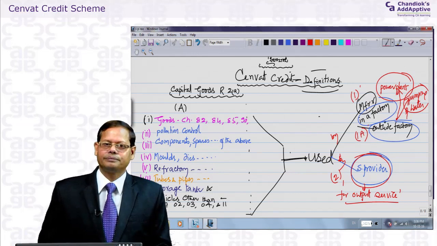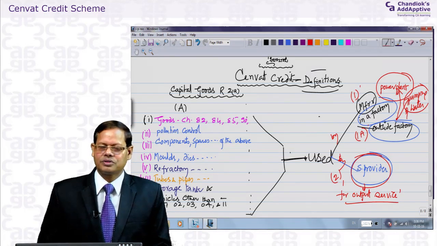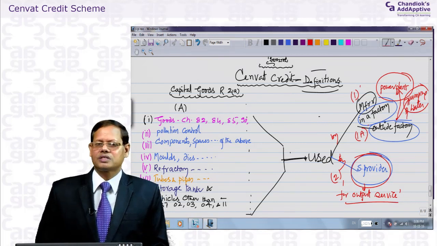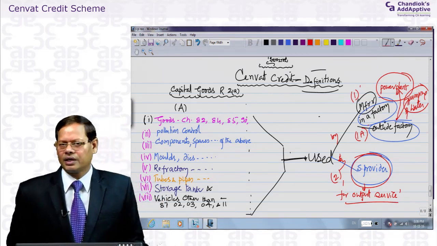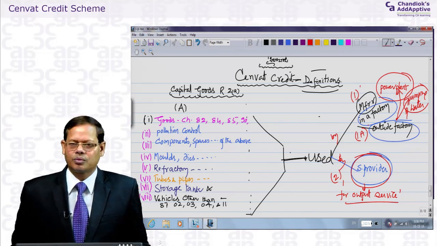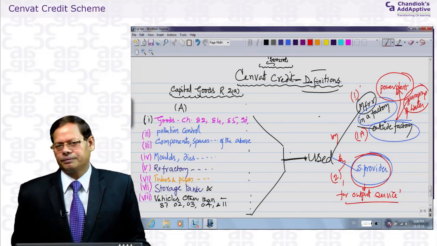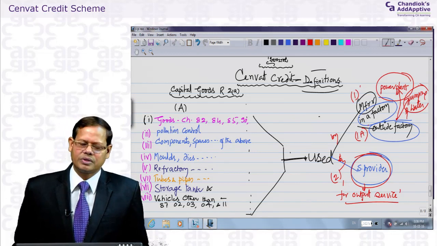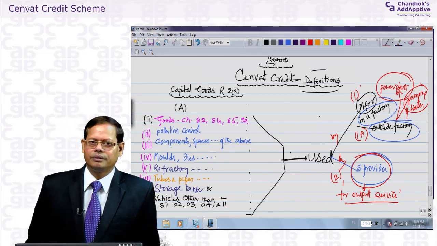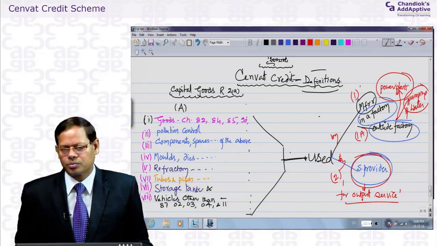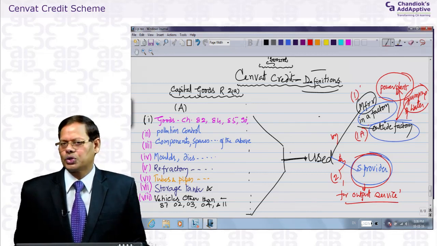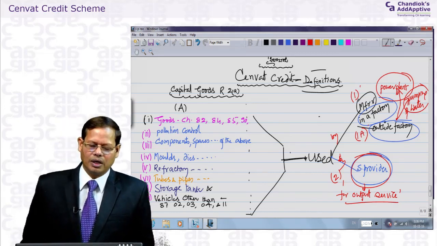Part A. So these all the 8 items are capital goods for a manufacturer under 1 used in the factory, 1A used outside the factory. For used outside the factory, simply electricity generating equipment and water pumping equipment, nothing else is qualified. And whereas for a service provider, absolutely it should be used for providing output service. 1A, 2. Part A is over.